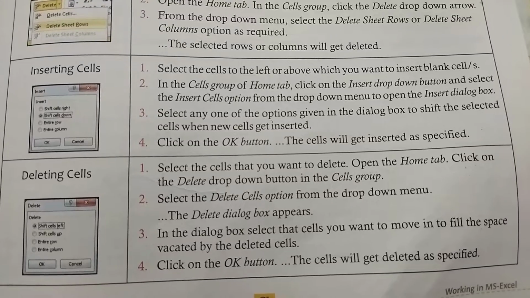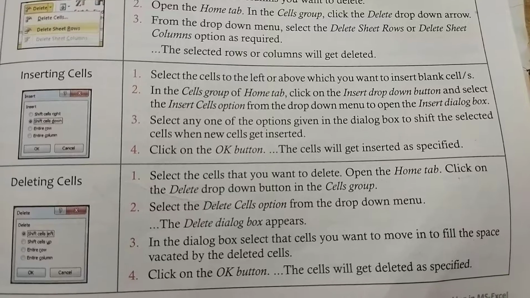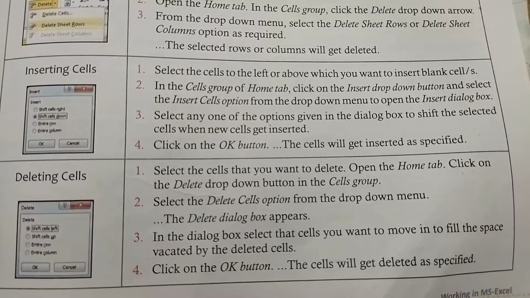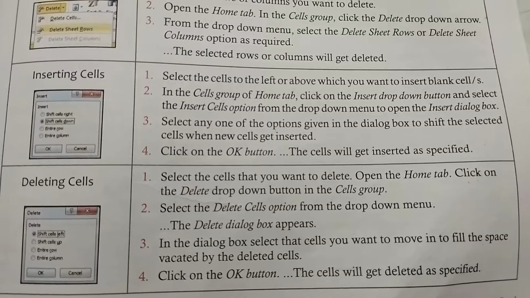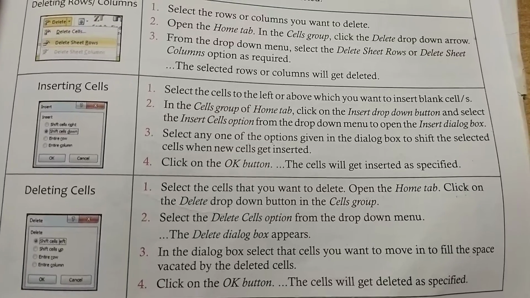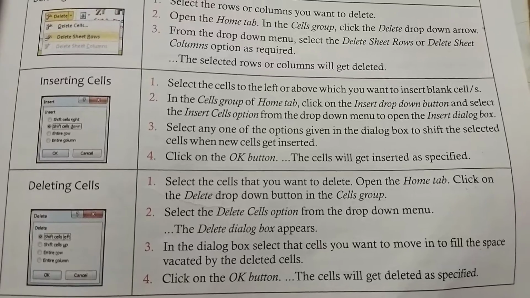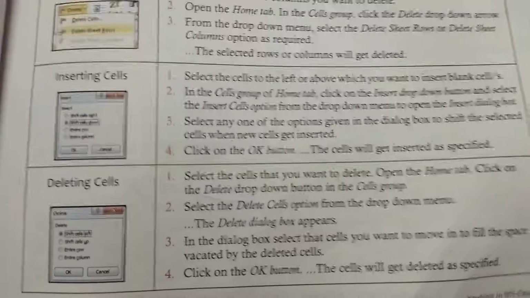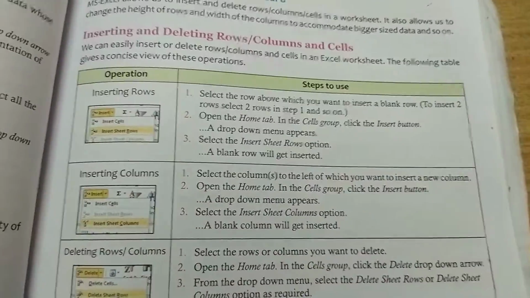So deleting cells, you will select the cell that you want to delete and open the Home tab. Click the Delete drop down button in the Cells group. Select the Delete Cells option from the drop down menu and the Delete dialog box appears. Then in the dialog box, select how you want to move cells to fill in the space vacated by the deleted cells. Then finally click on the OK button. The cell will get deleted as specified. Okay students, so this is your formatting the worksheet structure.